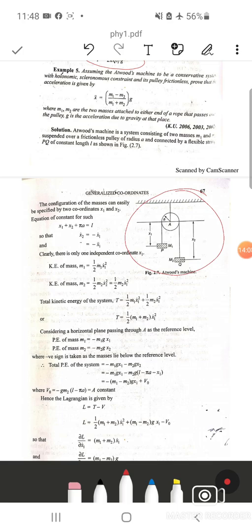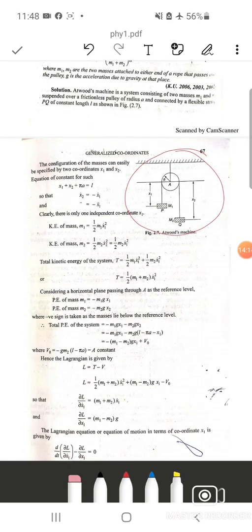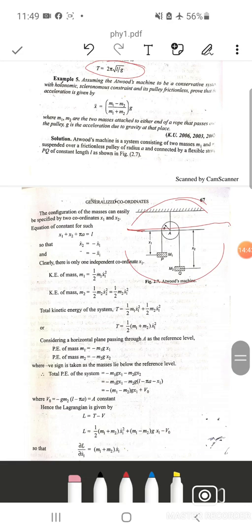Let mass M1 be at a distance x1 from this reference line that passes through the origin of the pulley. Similarly, M2 is at a distance x2 from the same reference line. As this is taken as a reference line and masses M1 and M2 are just below this reference line, the potential energy here we will take negative, so that the positions of the masses are below the reference line.